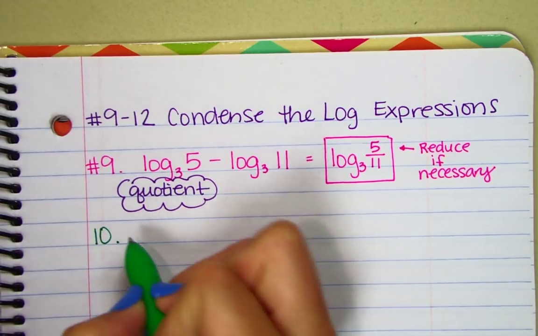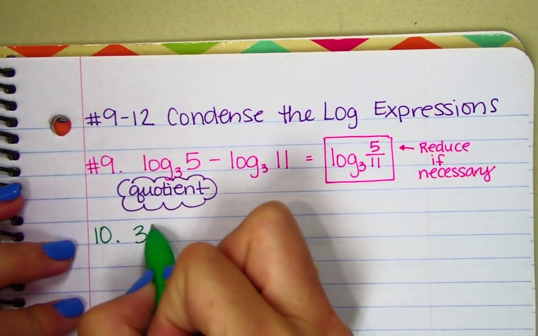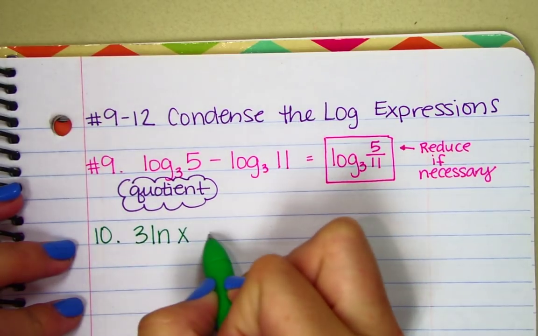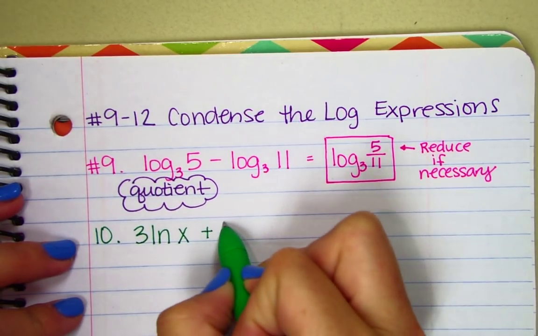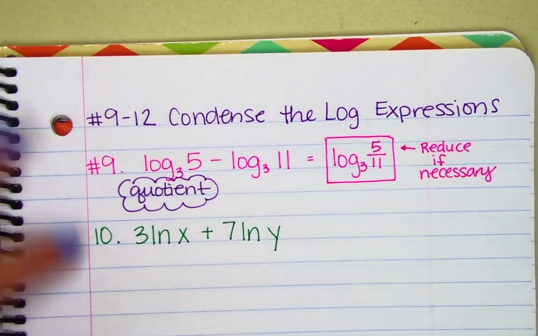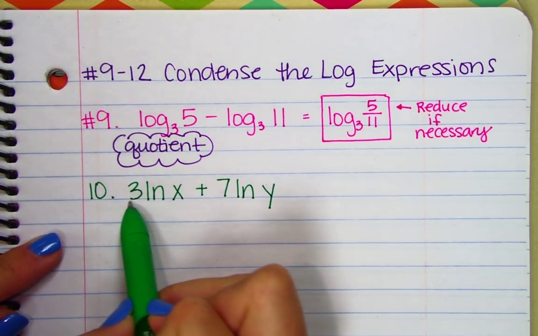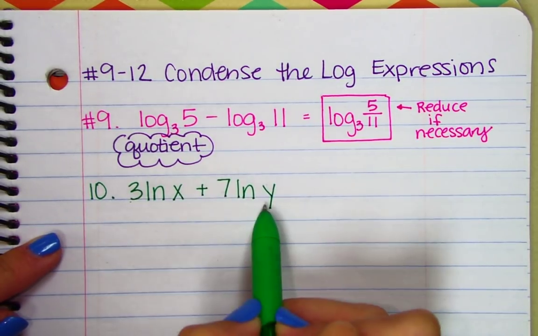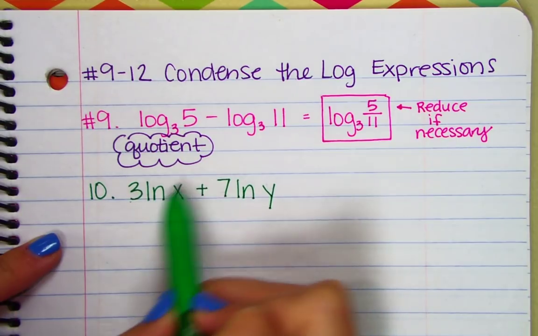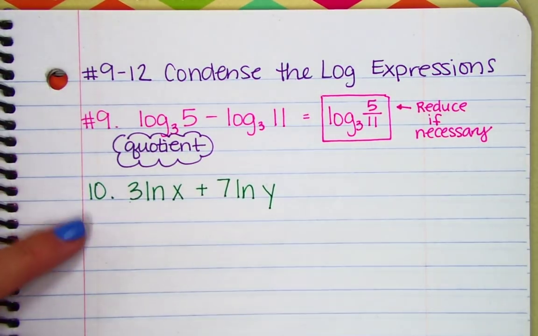Number 10. 3 natural log of x plus 7 natural log of y. All right, we've got numbers, coefficients in front of our natural logs, and we've got a plus sign. So that's telling me to do 2 of our properties, right?